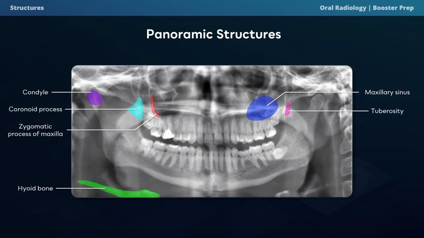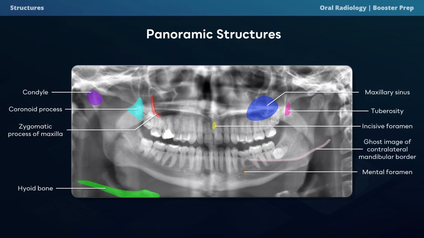Following, we have the incisive foramen, which is a round radiolucent area between the maxillary central incisors. Then we have the mental foramen, which is a small radiolucent area near the premolars on the mandible. And one of the most commonly misinterpreted findings on a panoramic X-ray is a faint horizontal line between the molar roots. This is often a ghost image of the contralateral mandibular border and is not a fracture, it is not pathology, it is just a projection.